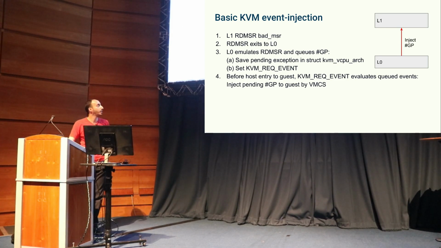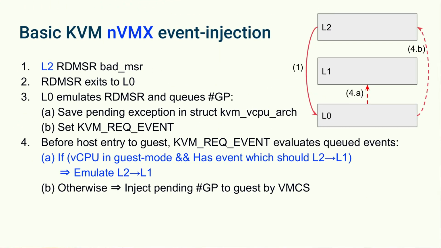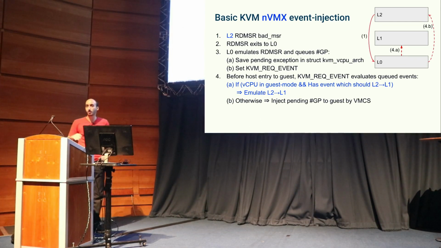Now, when we are trying to talk about the nested case, this gets only a little bit more complicated. So now the read MSR operation is being done from the layer 2 guest and not from layer 1. Let's also assume that the read MSR trap does not need to be reflected to the layer 1 guest. So everything behaves the same. Layer 0 now emulates the read MSR. It also decides to queue a GP.